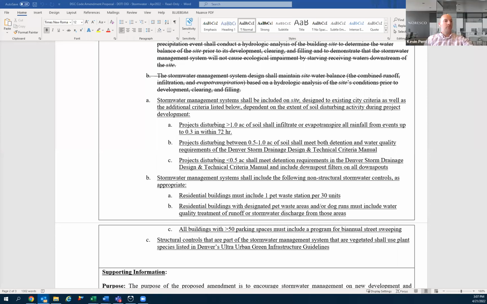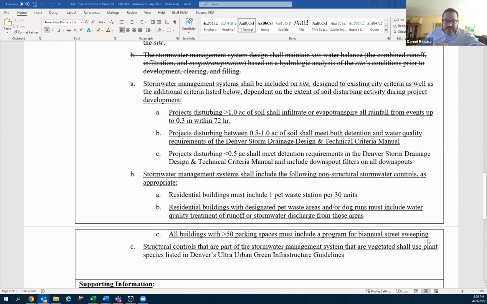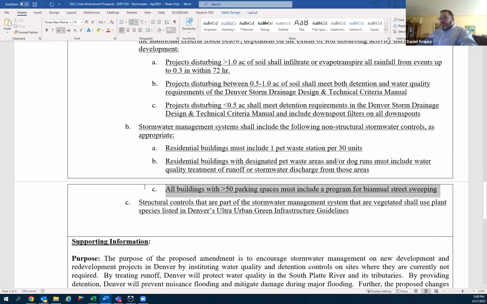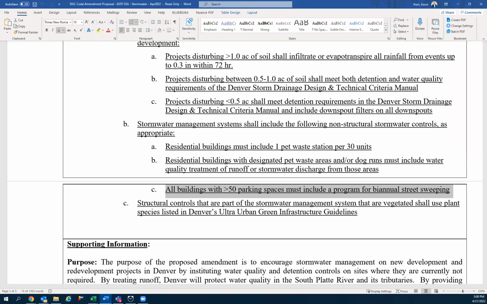Next question comes from Daniel. Sorry, thanks. Can you explain, item C, the relationship between parking spaces in a building and street sweeping? Or what the intent of that section is? Yeah, maybe it's misspecified, but the request is street sweeping, I guess, is what the practice is known as, of the parking spaces. So if there's ample parking, those parking lots must be swept.